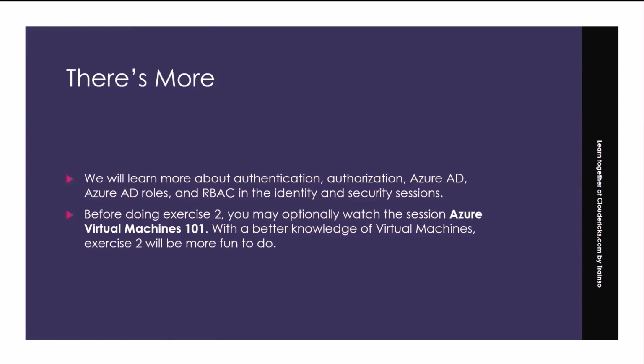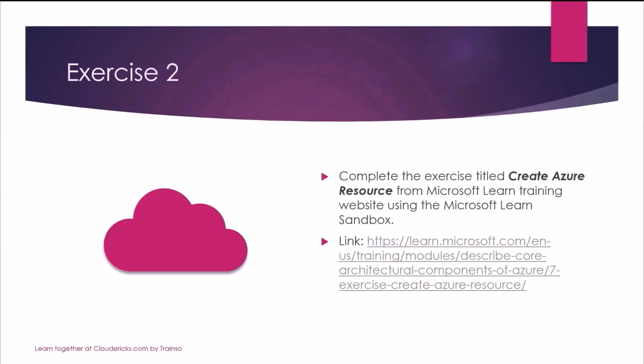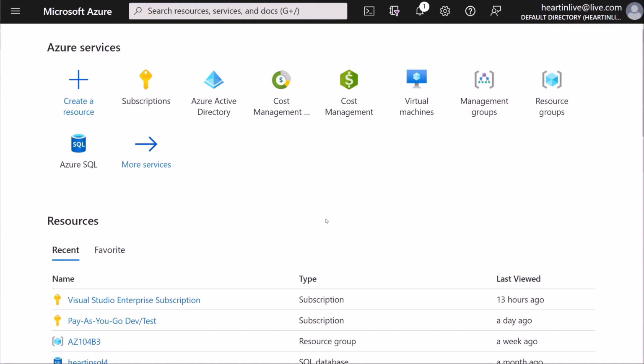Exercise 2 is all about creating an Azure resource, and that Azure resource is a virtual machine. So you may optionally watch the session Azure Virtual Machines 101 before doing that exercise. With a better knowledge of virtual machines, exercise 2 will be more fun to do. Exercise 2: complete the exercise titled Create Azure Resources from the Microsoft Learn training website using the Microsoft Learn Sandbox. You can follow the steps in exercise 2 from the Microsoft Learn website and complete the exercise.